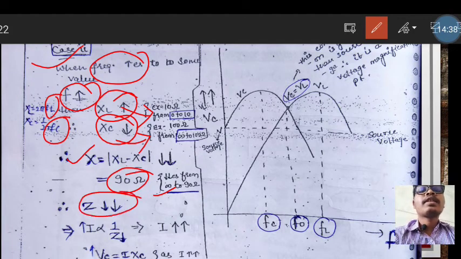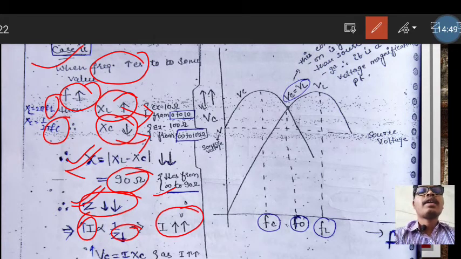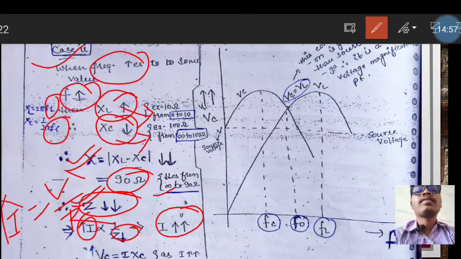If X is changed, then Z is also changed. Since current is inversely proportional to impedance, current will be increased. I is equal to V divided by R. If current is increased, voltage is also increased. So here the voltage is also increased, that is I into Xc.